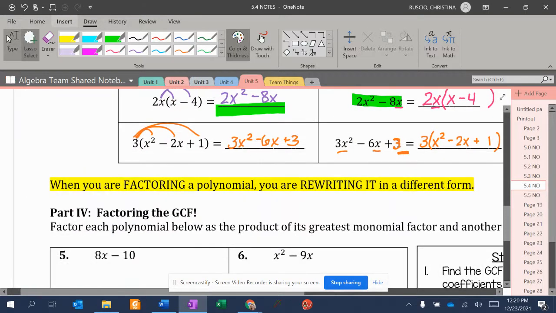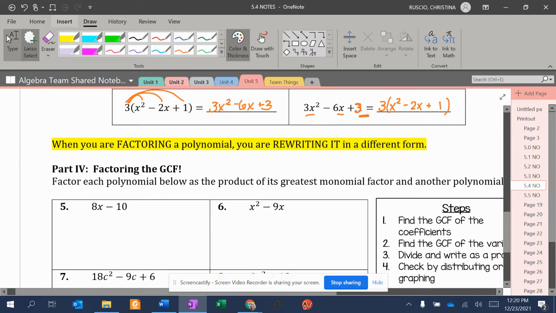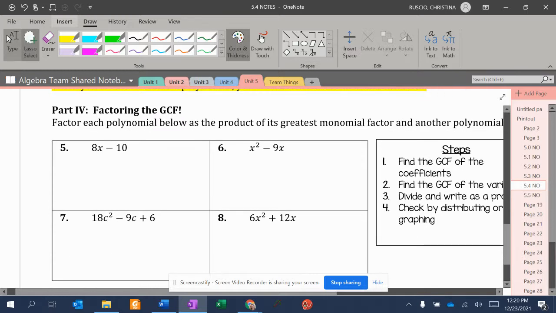Okay, so one thing to keep in mind is that when you're factoring, you're just rewriting it. So let's practice a little bit more factoring out the GCF, down below here on 5 through 8. So what number is common to both 8 and 10? What number can divide evenly into both 8 and 10? If you said 2, you are correct. So what is left over when we pull out a 2 out of both terms? Divide out the 2. Well, 2 times 4x would give us the 8x. 2 times minus 5 will give us a minus 10. This is a factored form.